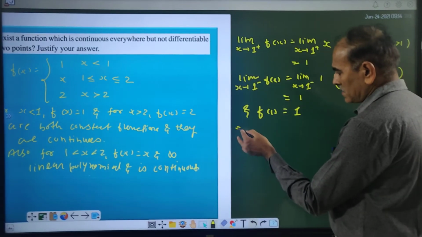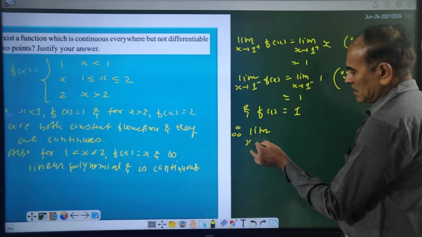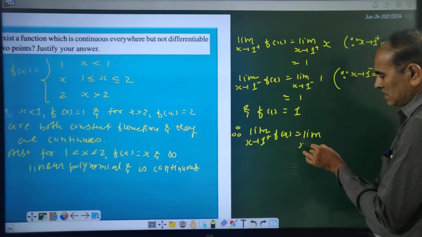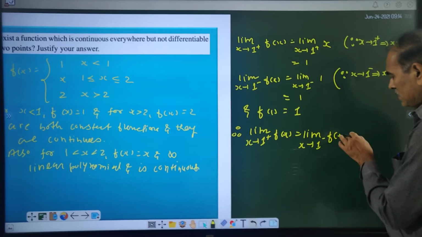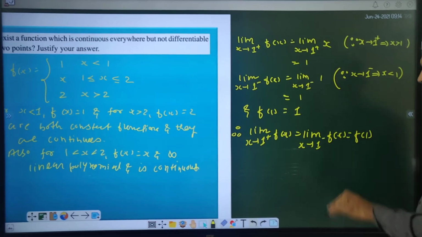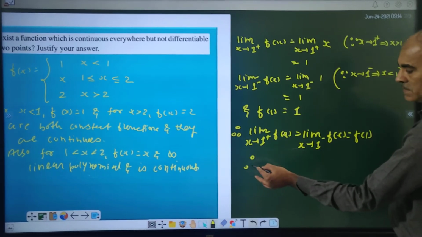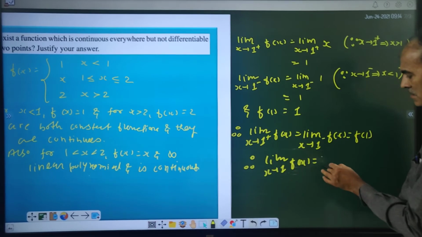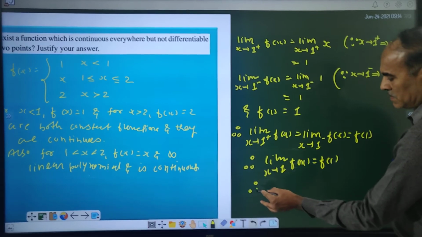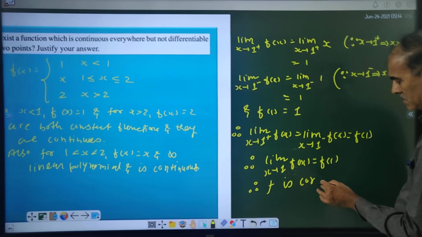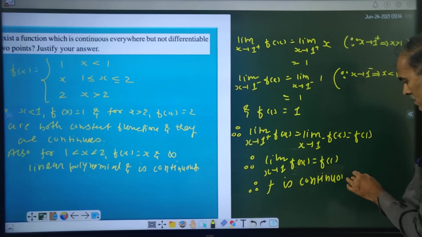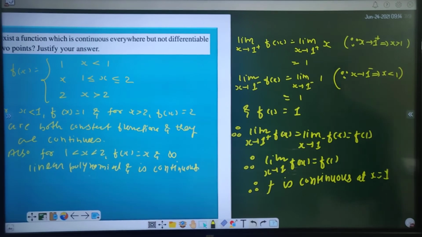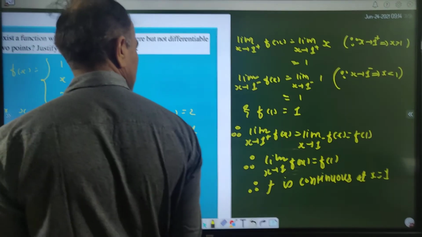So what we see is that limit x tends to 1 plus f(x) is equal to limit x tends to 1 minus f(x) is equal to f of 1. And therefore this limit is 1. That is, limit x tends to 1 f of x is equal to f of 1, and therefore f is continuous at x equal to 1. Okay.